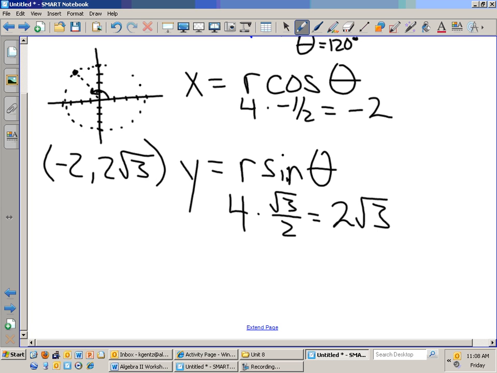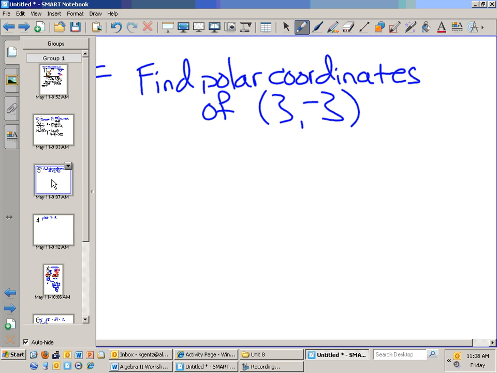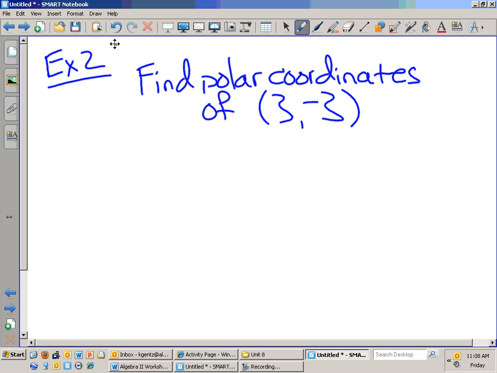So let's try our second one. You guys can start your assignment after that. Example 2 says find the polar coordinates of 3, negative 3.